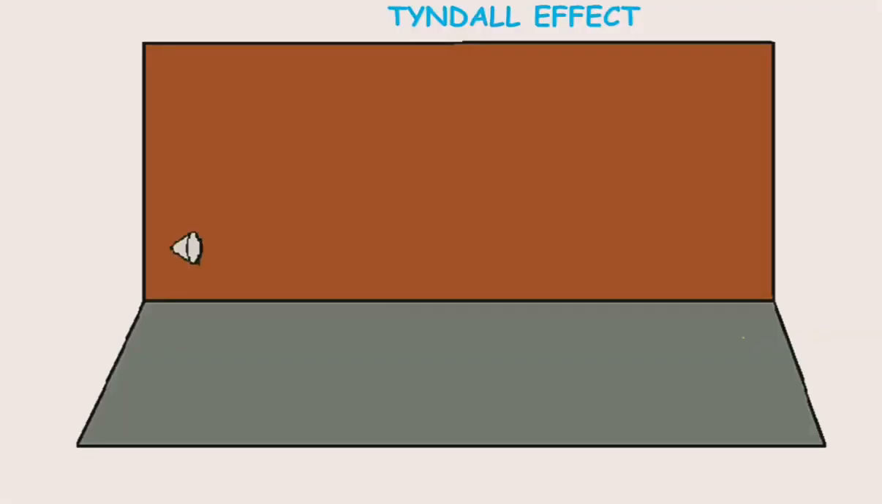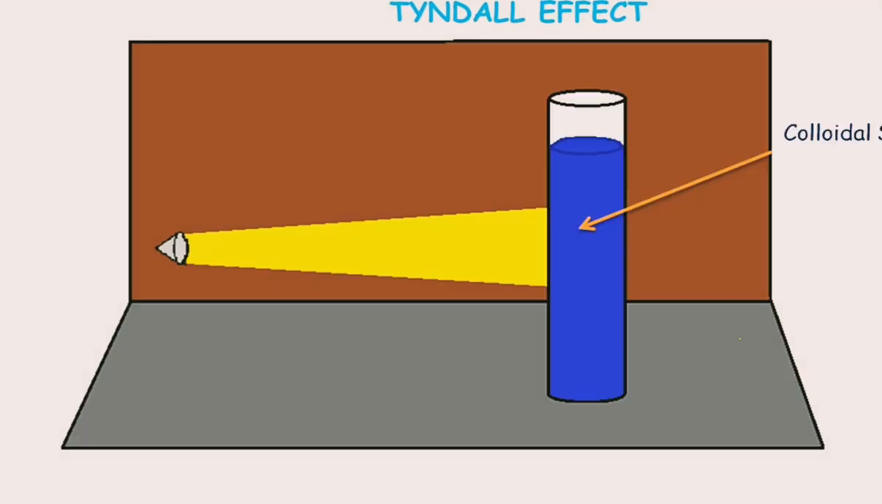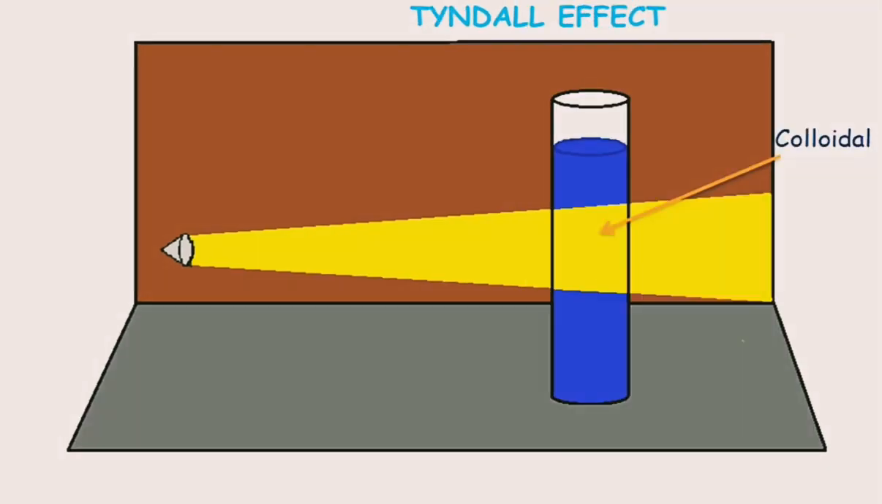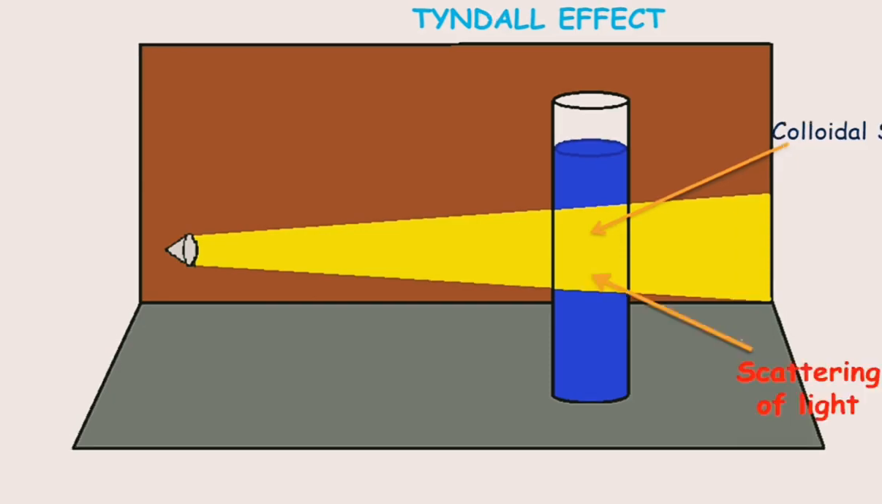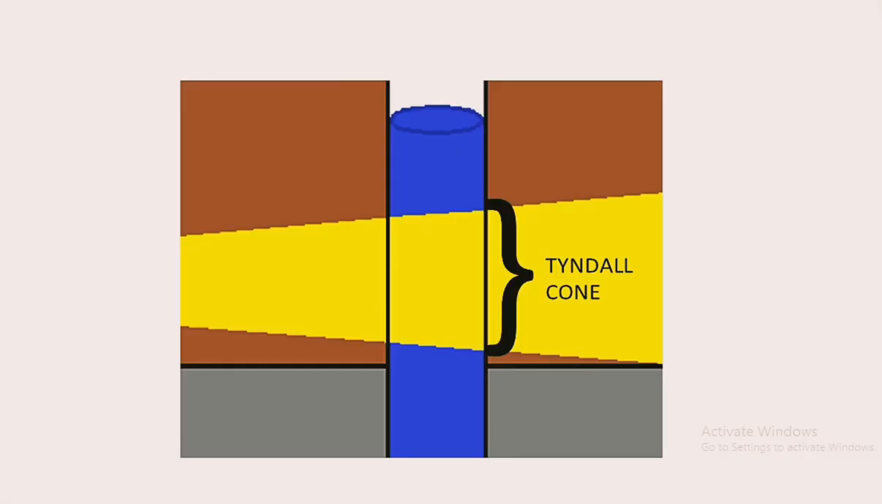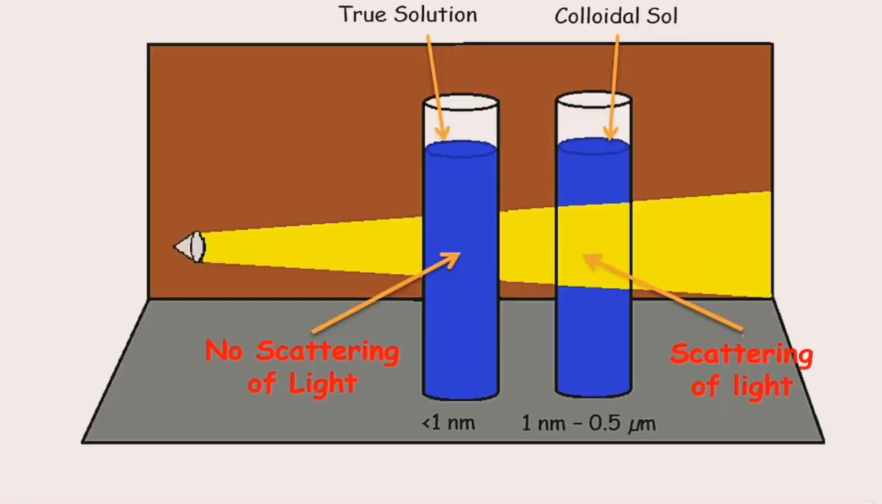It states that when a beam of light is passed through a colloidal sol, a visible cone is observed due to scattering of light. This visible cone is known as the Tyndall cone. This effect is not visible in true solutions due to particles of size less than 1 nanometer, which are not able to scatter the beam of light.